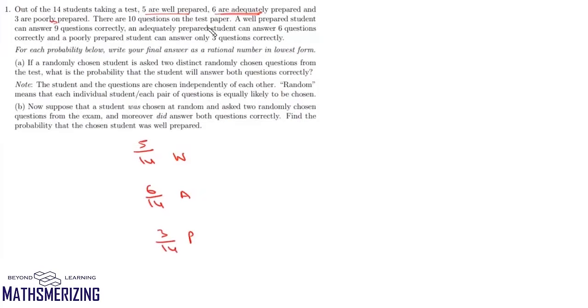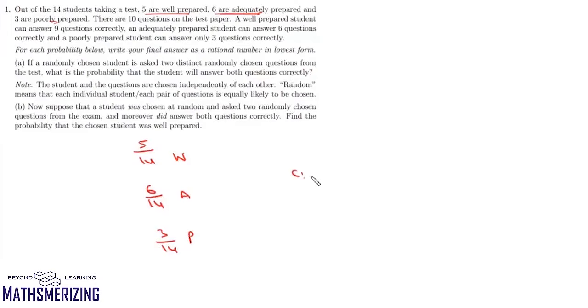Now there are 10 questions on the test paper. A well prepared student can answer 9 questions correctly. An adequately prepared student can answer 6, and a poorly prepared student can answer only 3 questions correctly. Now for each probability below, write down your final answer as a rational number in lowest form. If a random student is asked 2 distinct randomly chosen questions from the test, what is the probability that the student will answer both questions correctly?